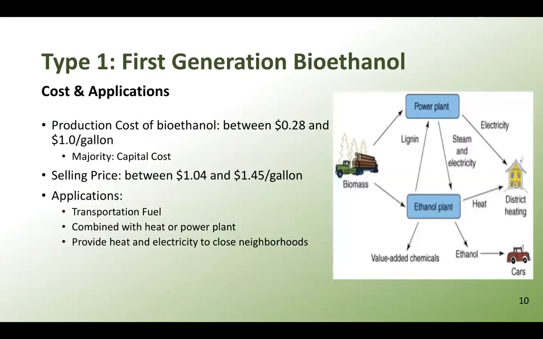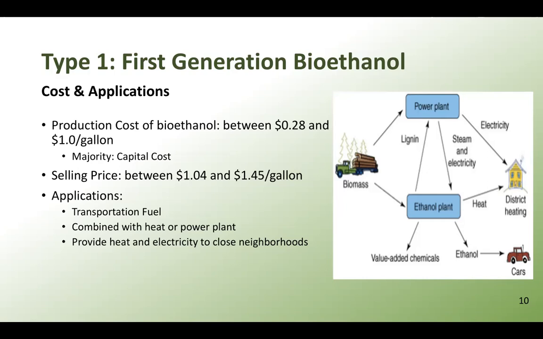Now, when it comes to the cost and application, the production cost of bioethanol is between $0.28 and $1 per gallon, and the majority is for capital cost and raw material cost. And its selling price is between $1 and $1.45 per gallon. And as mentioned earlier, it's mainly used for transportation. So it's a transportation fuel alternative, a greener alternative. And it can also be combined with a heat or power plant to provide heat and electricity to close neighborhoods.